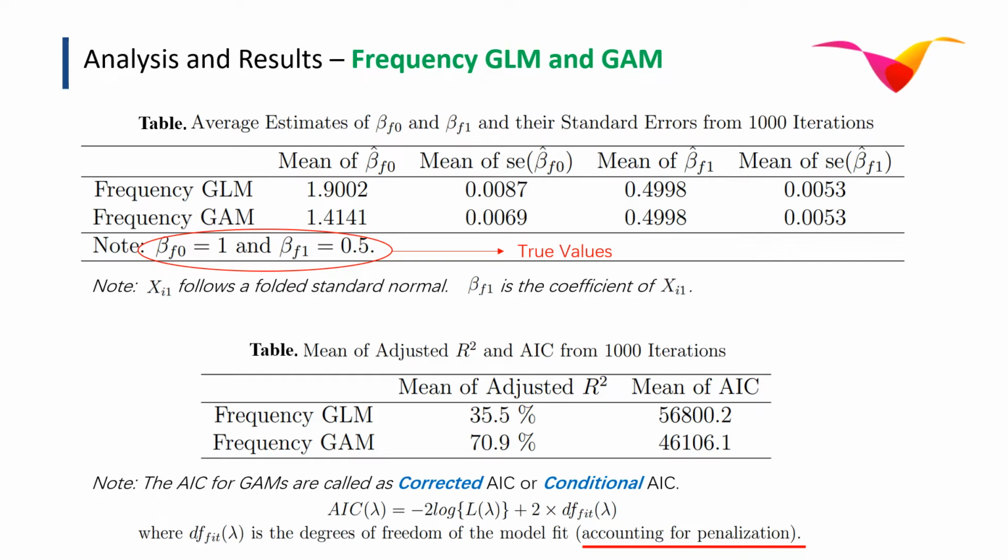However, as you can see, there's still an approximate 0.4 unit discrepancy between the GAM intercept estimate and the true value. We will get back to this point in the next 2 slides. The bottom table shows the adjusted R-squared and AIC for both of the frequency models. The higher adjusted R-squared and the lower AIC value for the GAM fitting both indicate it did a better job in modeling the claim count.